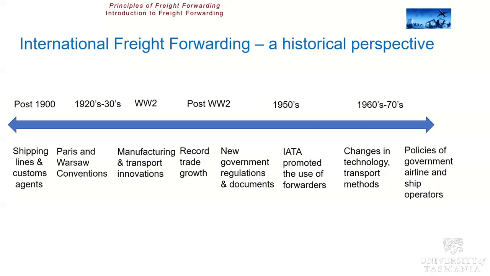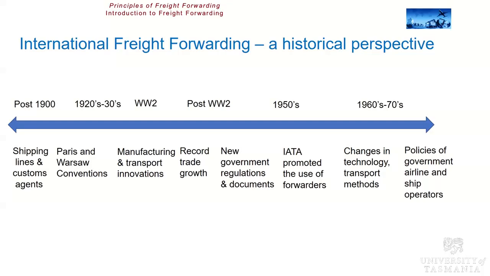Changes in technology, as we know, are accompanied by globalisation. So we had new transport forms, we had the jet aircraft, we had containerisation, and different transport methods through the 60s and 70s were providing greater options for the freight forwarder to provide a role in the movement of goods.